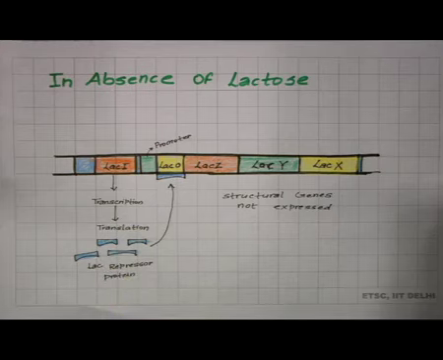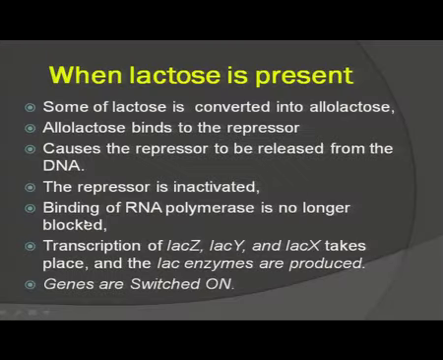The repressor is inactivated because of the allolactose. Binding of RNA polymerase is no longer blocked. Transcription of lac Z, lac Y and lac X takes place and the lac enzymes are produced. Genes are in a switched on condition. You can understand this with the help of this diagram.